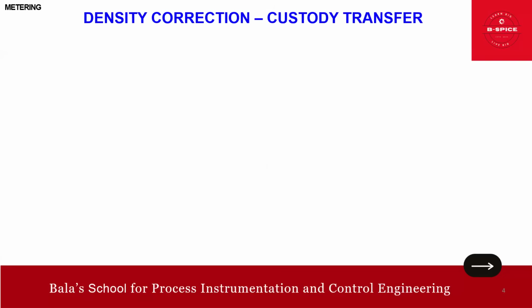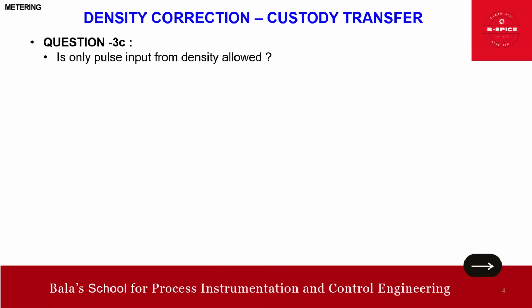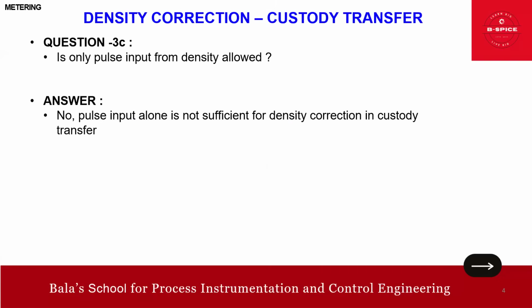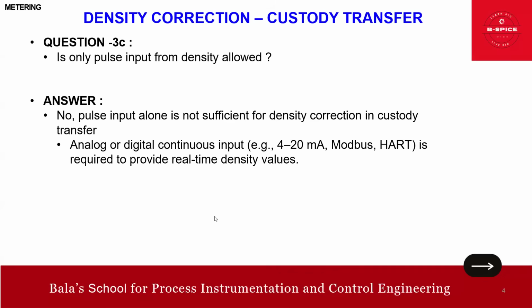Then third question, 3C actually. Is only a pulse input from the density meter allowed? So basically, your question is whether only pulse input from density is allowed for calculation. The answer is no, actually. Pulse input alone is not sufficient for density correction. This is not good enough, because an analog or digital continuous input, whether it's 4-20 milliamps, Modbus or HART, is required to provide real-time density values. That is why.